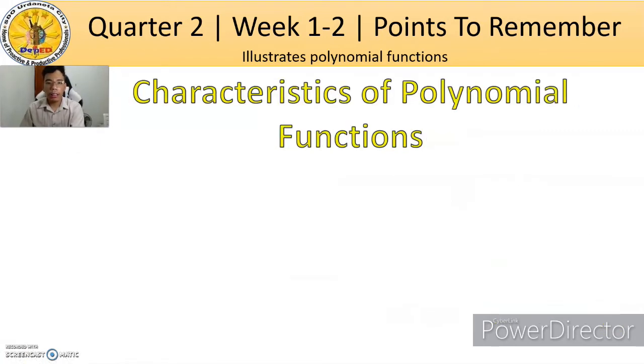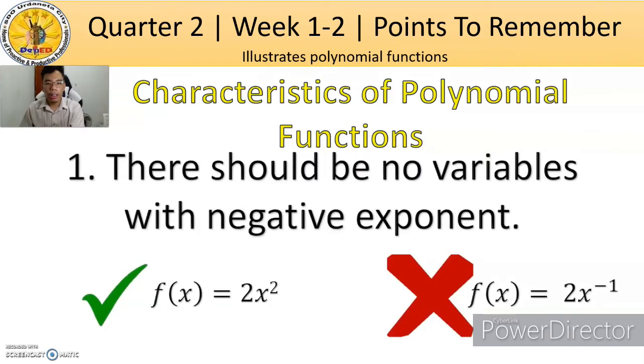Let us have these characteristics of a polynomial function wherein there are 4 and all of those 4 should be met so that a function would be considered as a polynomial function. Let us have the first. There should be no variables with negative exponent.